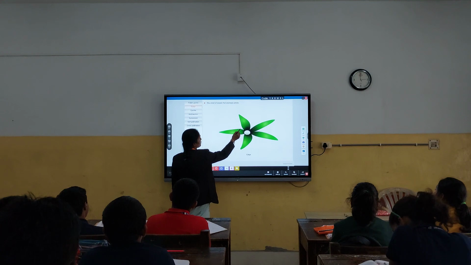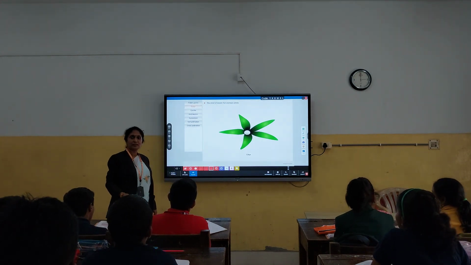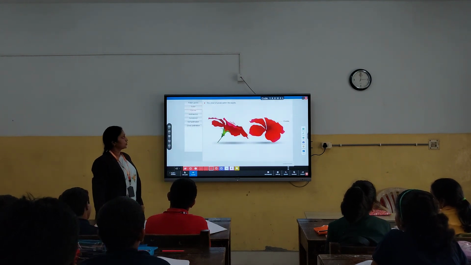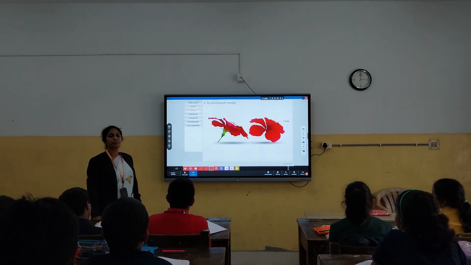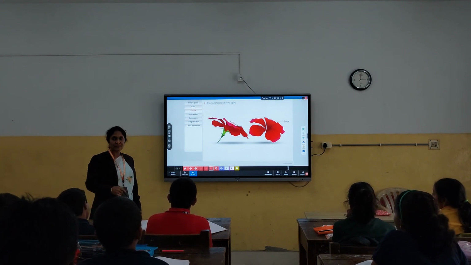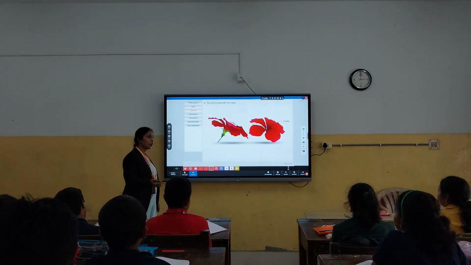Now here each one is a sepal. How many sepals do you find here? Five. Five sepals. Yes. Next is corolla. Corolla is made up of petals. And what is its function? To attract the insects for pollination.